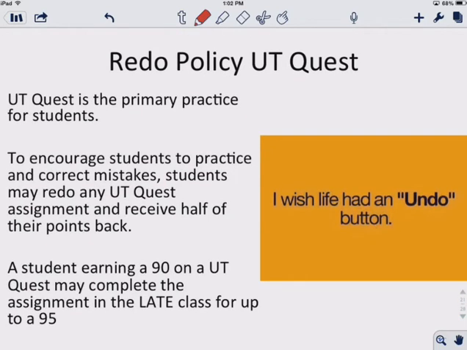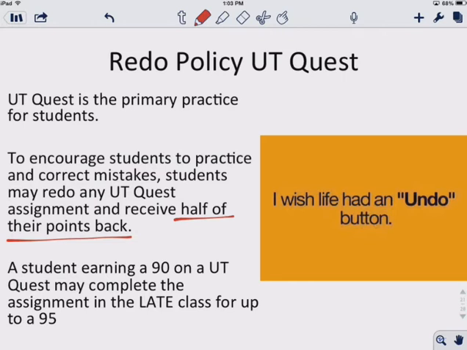On UTQuest, this is our primary source of practice for our students. We don't hand out homework other than the UTQuest. So to encourage students to practice and correct those mistakes, you can redo a UTQuest if you are not satisfied with the grade to receive half of your points back. So you can get half of those points back if you made a less than satisfactory grade.